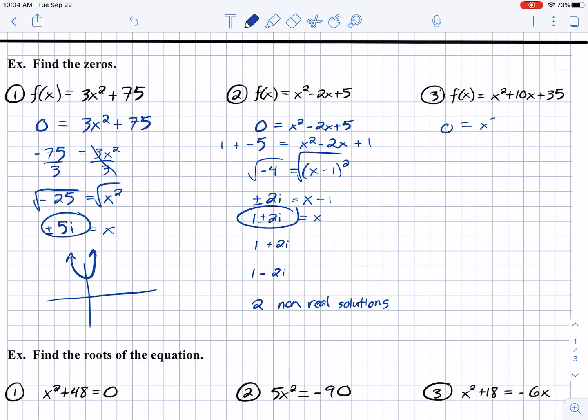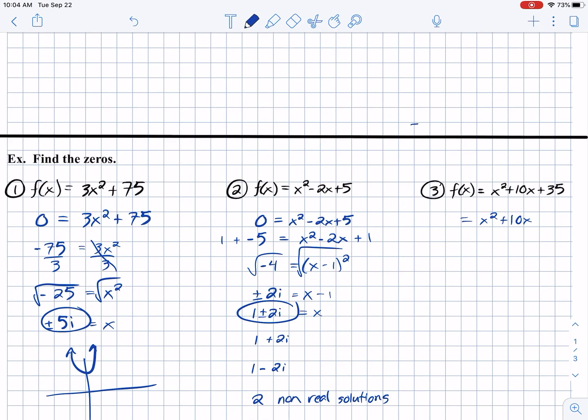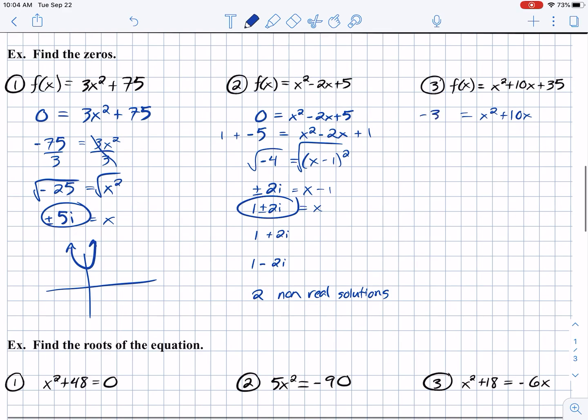After setting this function equal to 0 and moving the 35 over, you are going to add 25 to both sides. Half of 10 squared is 25. This factors down to x plus 5 squared equals negative 10.